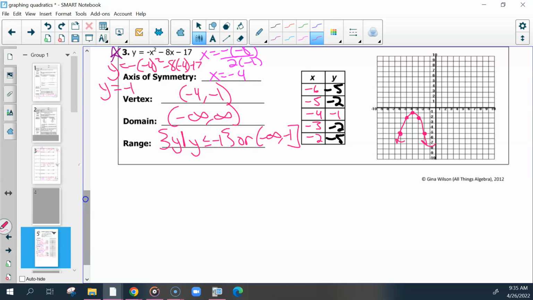What are the roots for this? None, because it doesn't cross the x-axis at all. I do want to also show you how to find roots in the calculator as well, but we'll come back to that. We'll switch gears, do Desmos, and then come back.